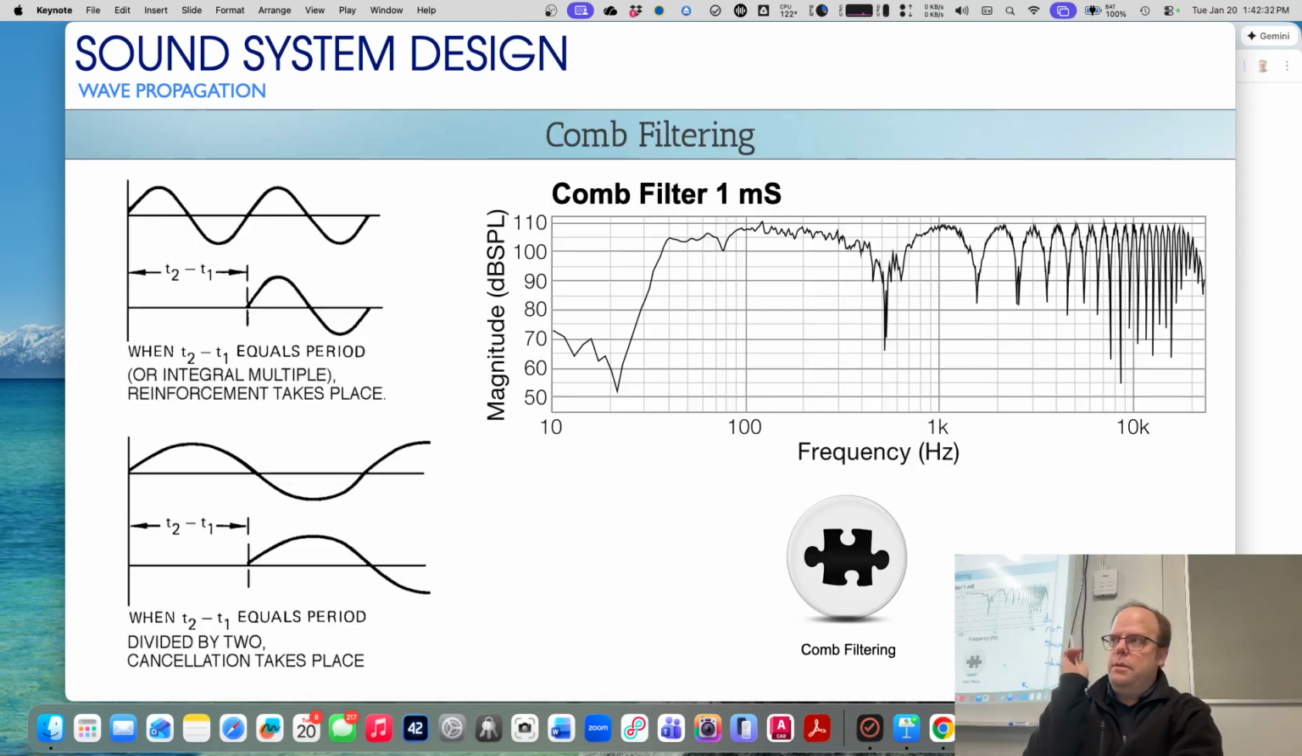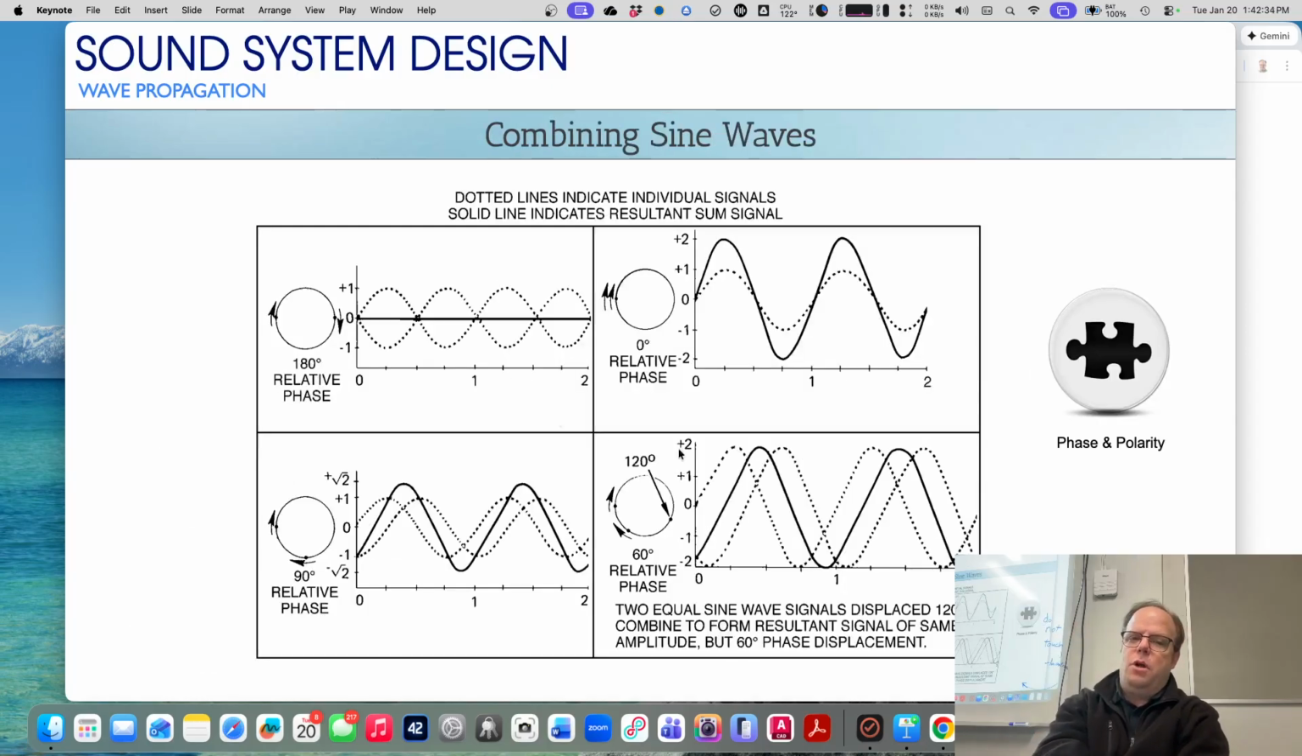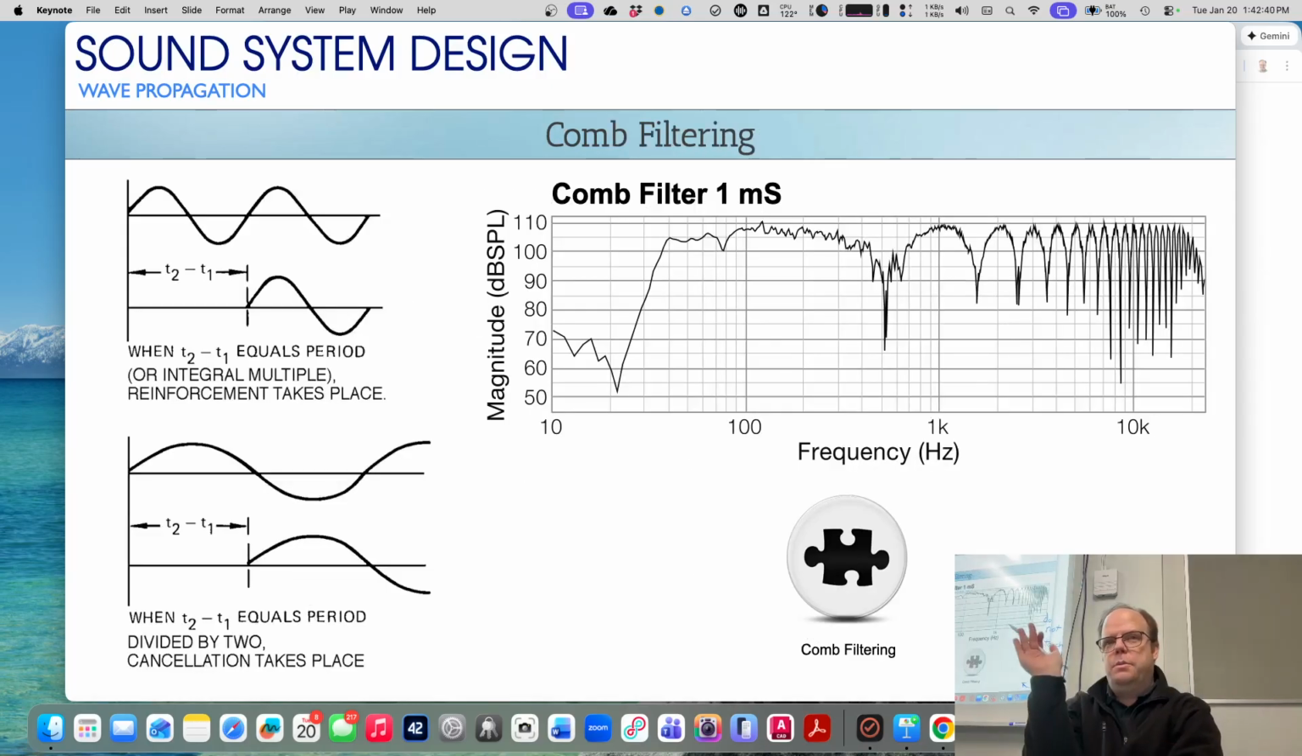But those specific examples are for sine waves, single frequencies. But real sound is more complicated than that. Real sound has lots of frequencies all at the same time. And so usually a phase offset is the result of a time offset. So you have a copy of the sound that is offset in time somehow.